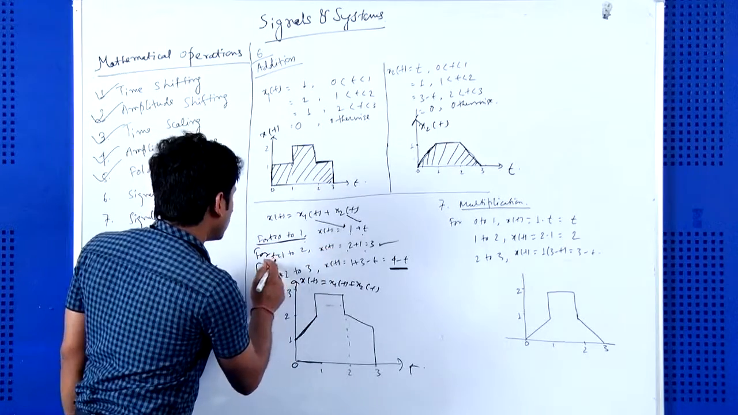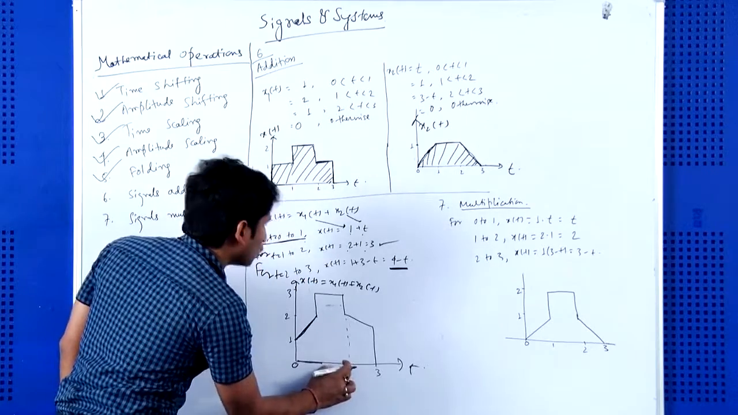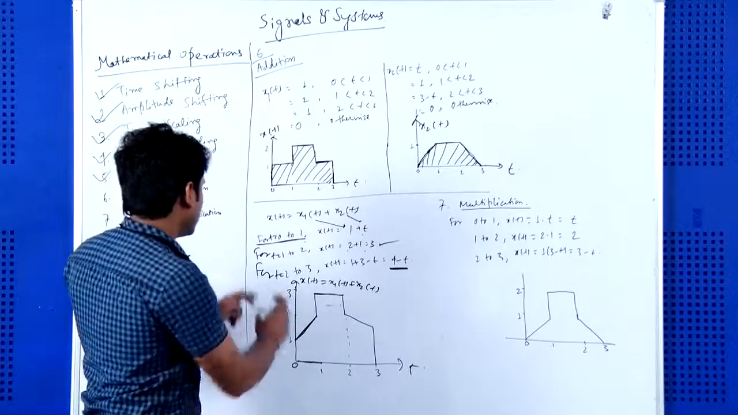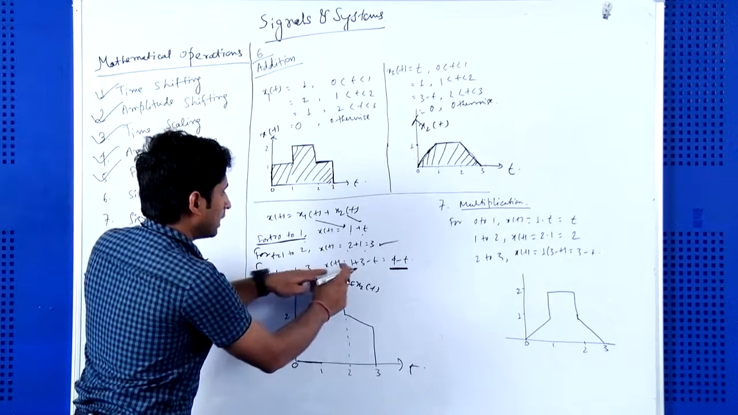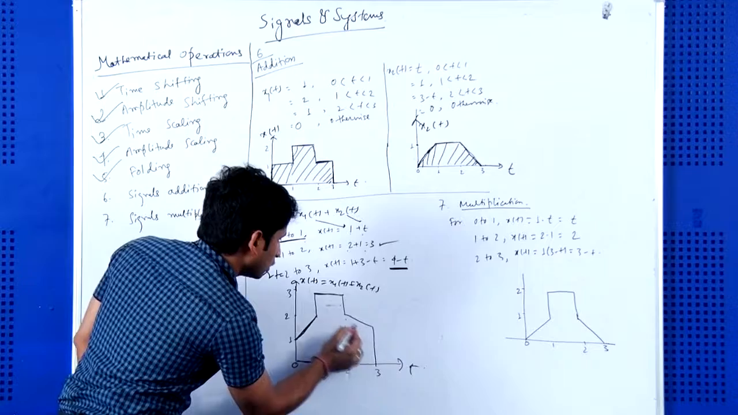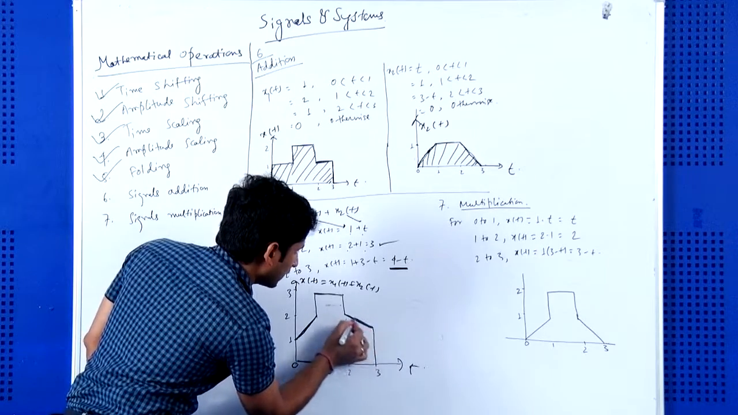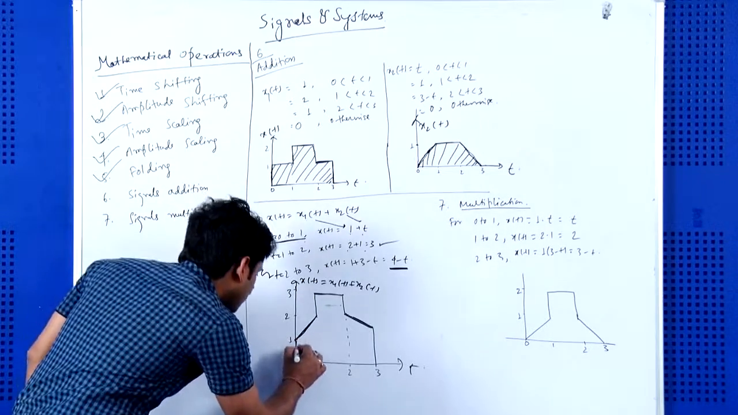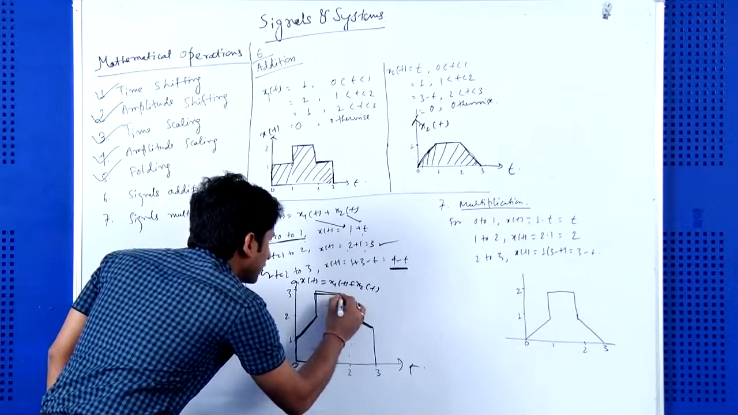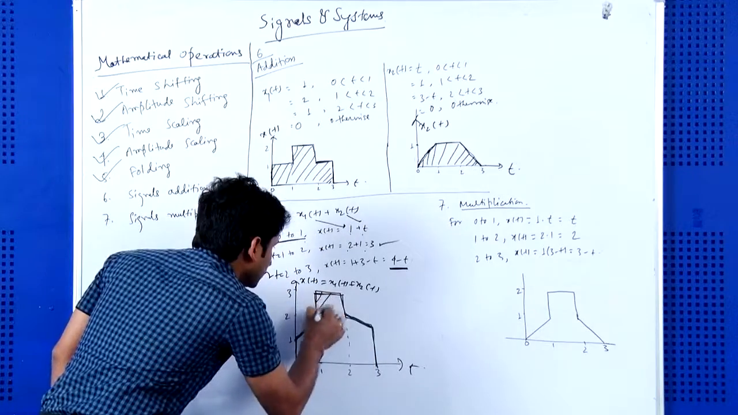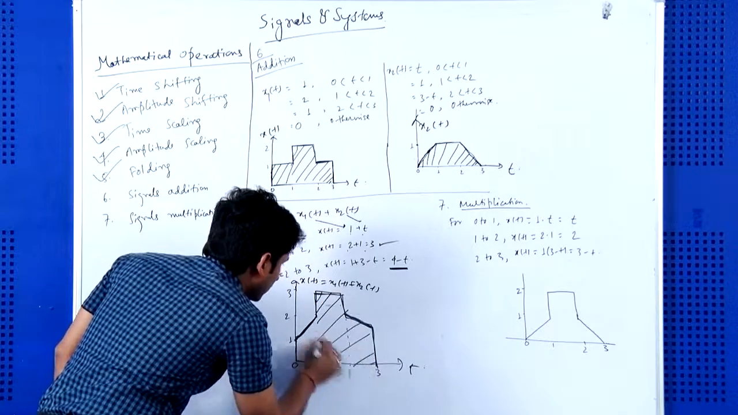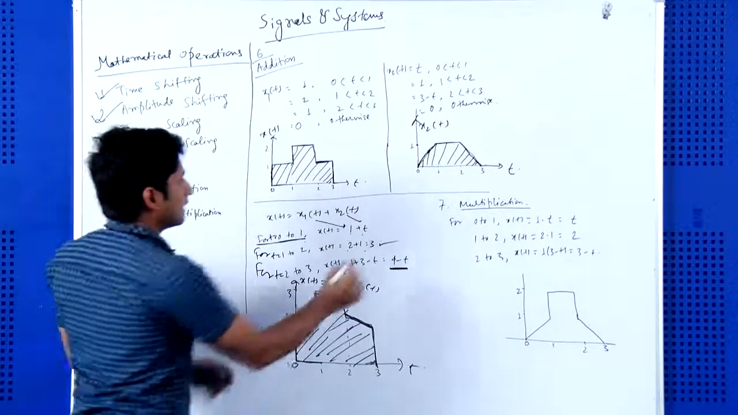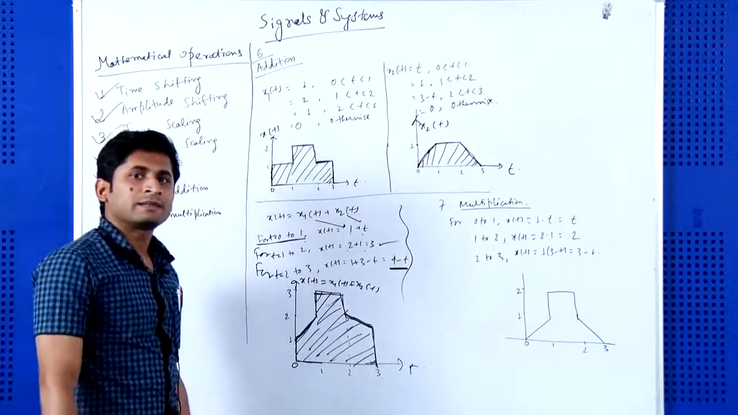In between 1 to 2, the value is equal to 3. Then for time in between 2 to 3, the value is equal to 4 minus t, and in the rest of the cases it is 0. So I can consider this as our resultant signal waveform, and this is the definition.